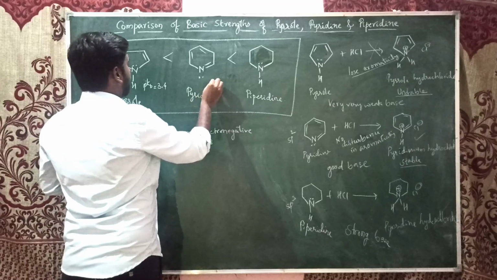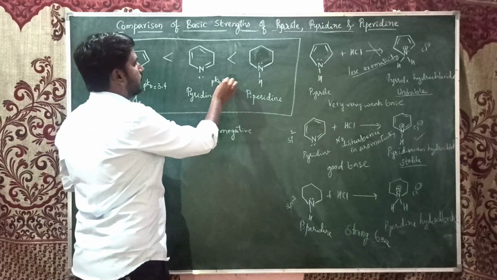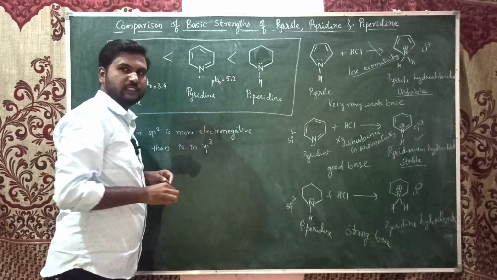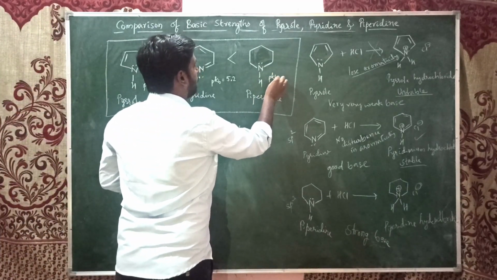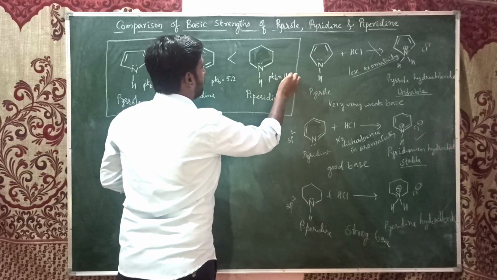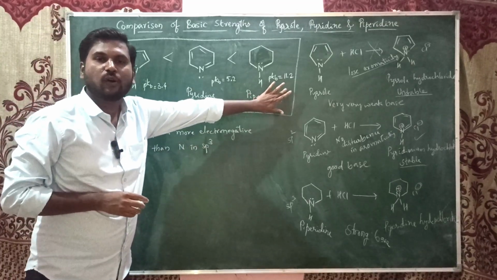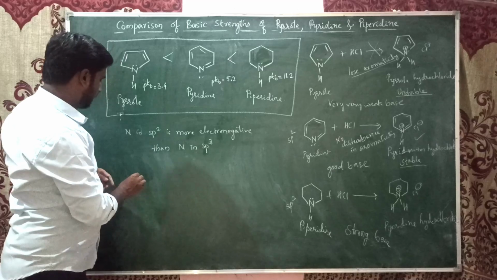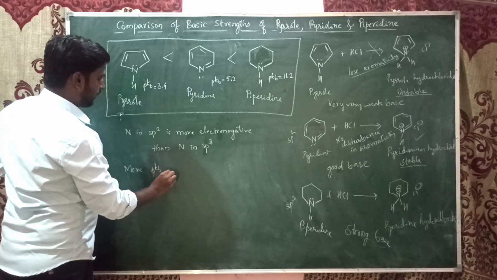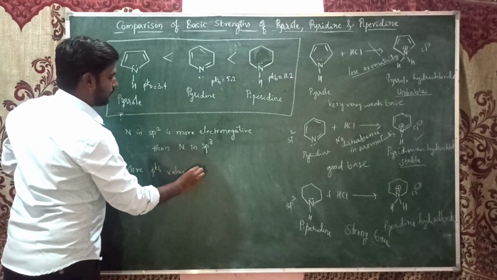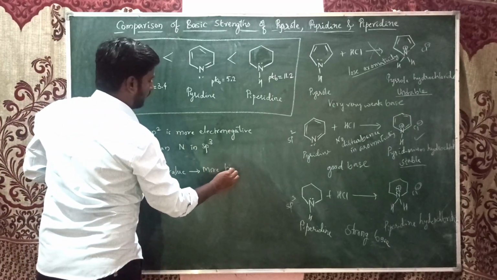And if you consider the pKb value of pyridine, this is about 5.2. And if you see the pKb value of piperidine, it is about 11.2. See the value? This is the stronger base. So that also you should remember: the higher the value of pKb, that means the more basic it is.